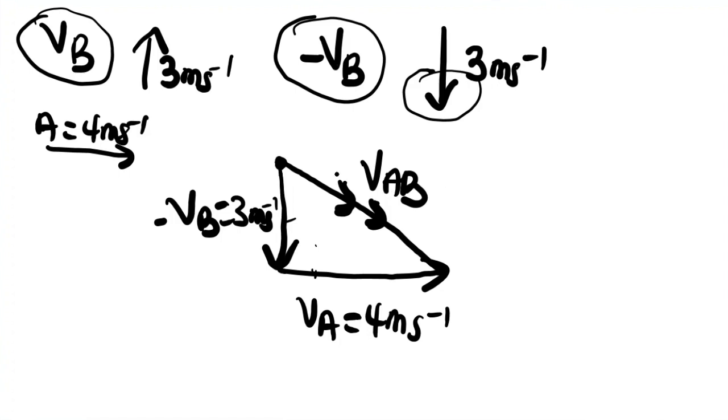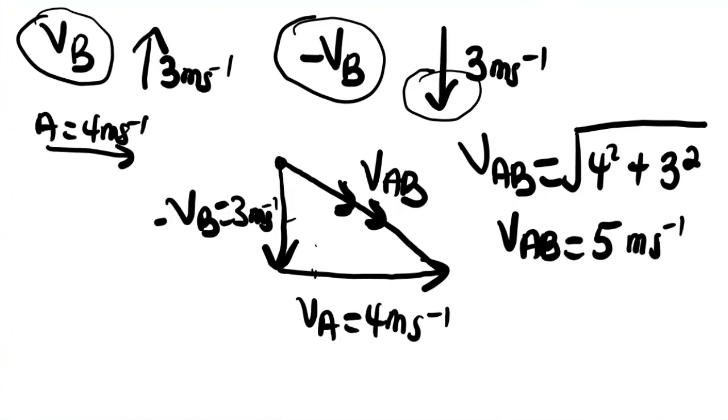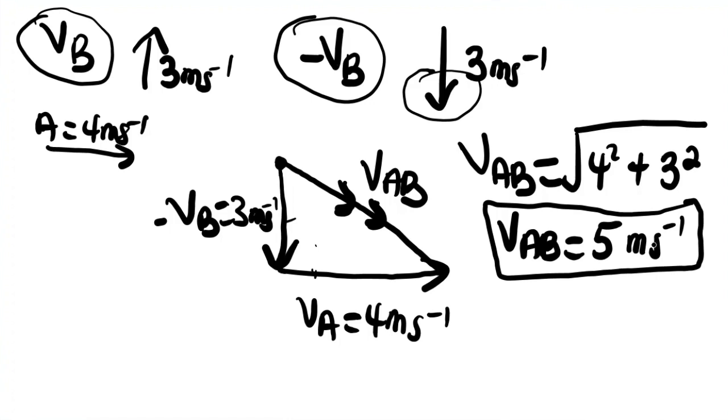This is VAB. Because this is a right angle triangle, we cannot be using VA minus VB straight. Now that you have this right angle triangle, you use Pythagoras theorem, so the resultant is the hypotenuse. So the hypotenuse is equal to the square root of the sum of the squares of the other sides. So it's going to be VA squared, which is 4 squared, plus VB squared, which is 3 squared. If you put it in the calculator, you are supposed to have 5 meters per second as your answer. So this is the value of the VAB. But we are not done.